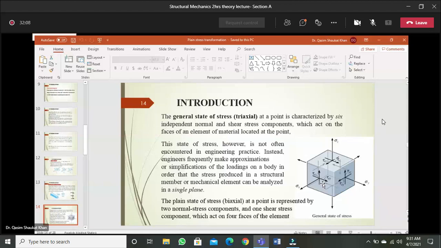So in this designation we will follow the first subscript. The stresses are represented by two subscripts. The first subscript will represent the plane name. If your stress is acting in the x plane, then the first subscript is x. If it is acting in the y plane, then the first subscript will be y. If it is acting in the z plane, then the first subscript will be z.